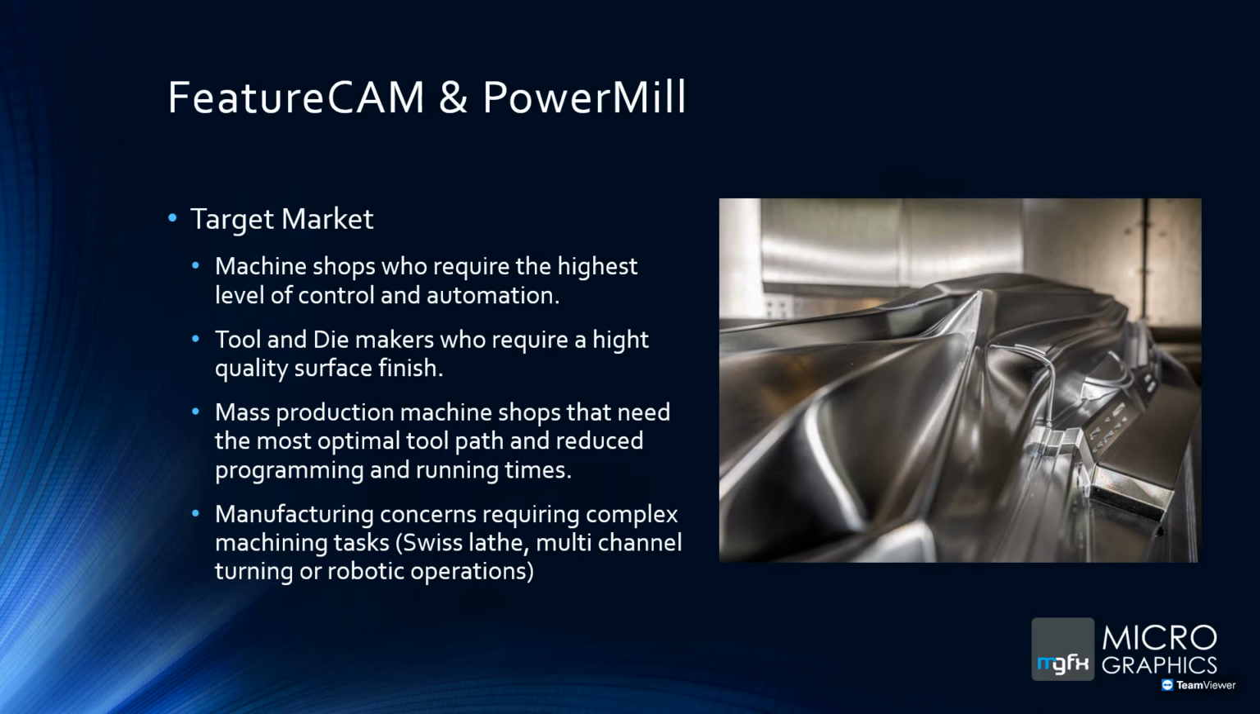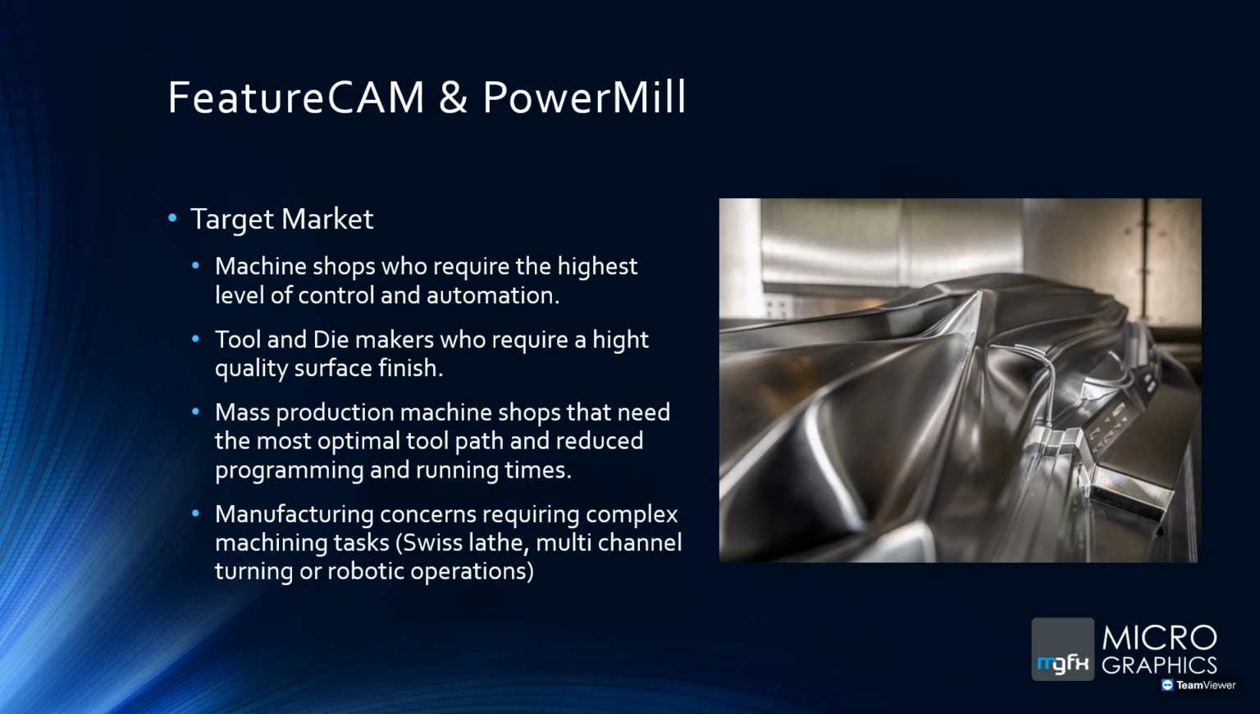So the types of industries that we would see this being used in would be your tool and die makers, who require a very high quality surface finish, let's say for plastic injection molding. You want a good surface finish there so that your molded part is nice and smooth, it is perfect. You don't want to have to go in there after the fact and polish out a lot of detail. So tool and die makers can make use of these offerings. Mass production facilities as well.